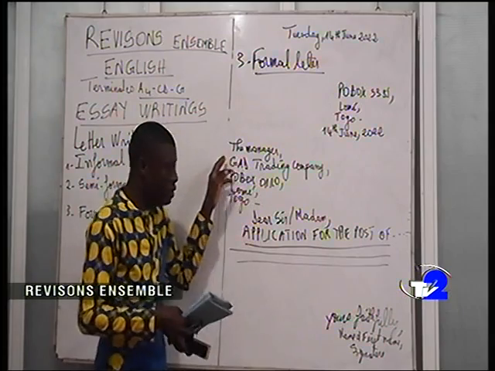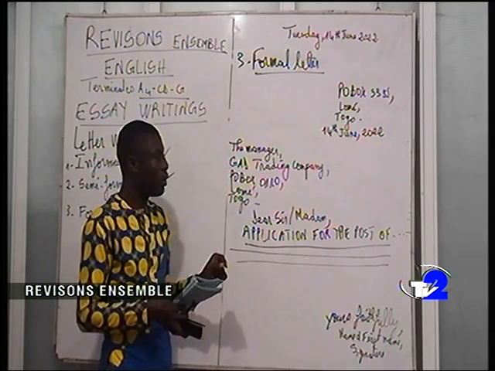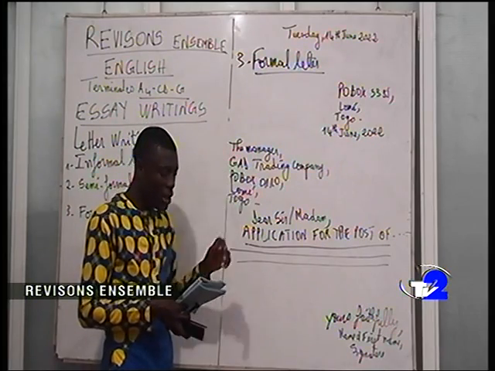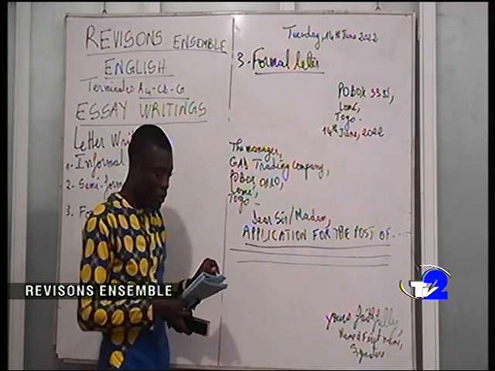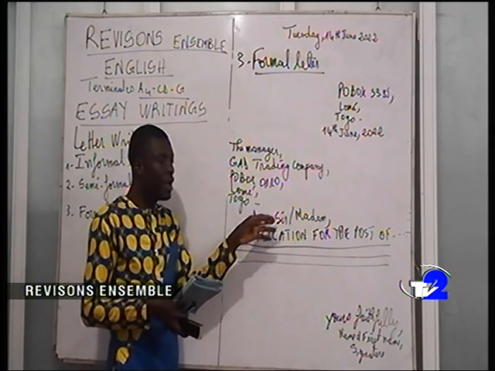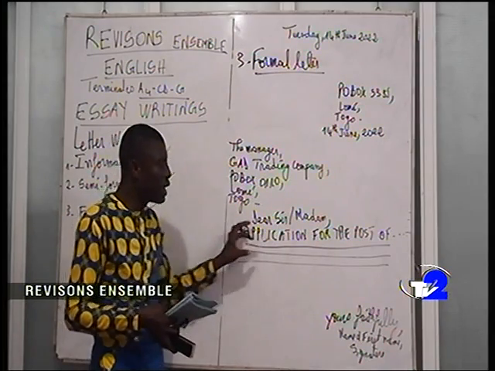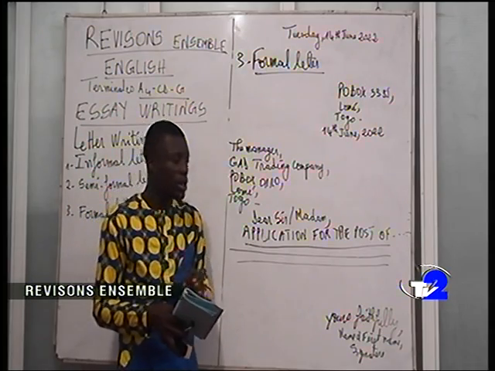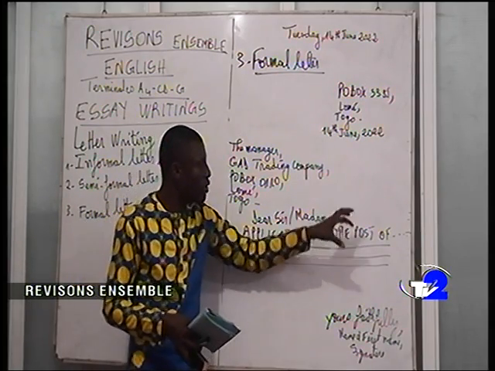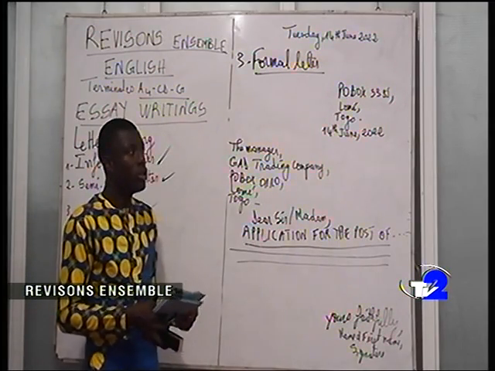Now you say the manager of GSM company, P.O. Box 2774 Lomé, Togo. And now you write Sir, because you say the manager, and you write application for the post of accountant, because here they say the post of accountant. So you write application for the post of accountant. You underline it, and now you write your message.